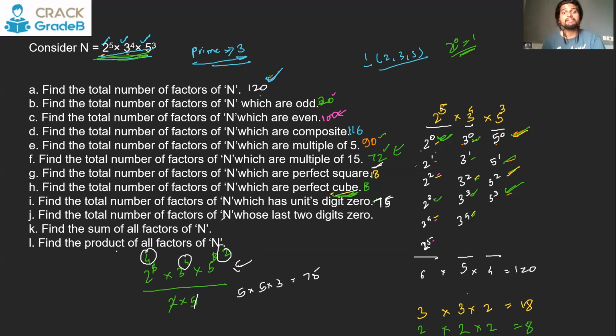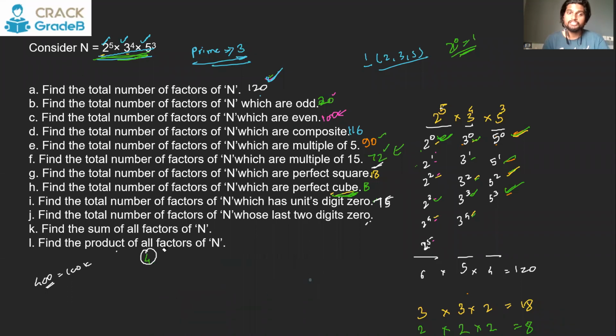Similarly, find the total number of factors of n which have last 2 digits 0. If any number has last 2 digits 0, it means it is a multiple of 100. So we are looking for multiples of 100 now. For multiples of 100, you have to divide this number by 100 and then check the number of factors for that number.